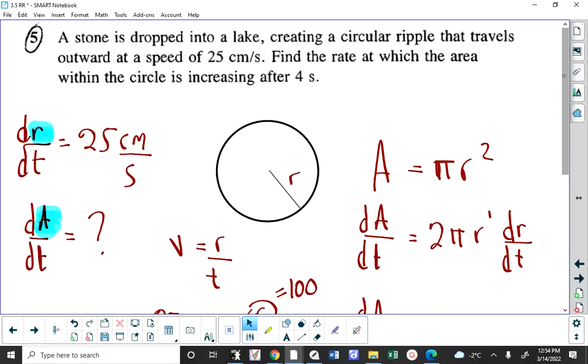Any other questions anybody would like me to go over from this? Yep, absolutely. From the textbook. Yeah.